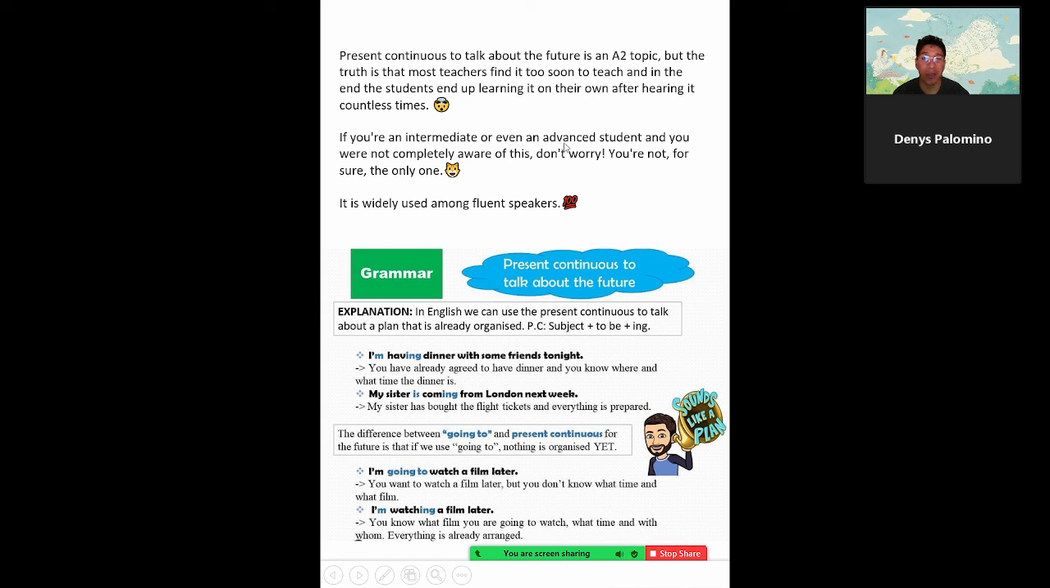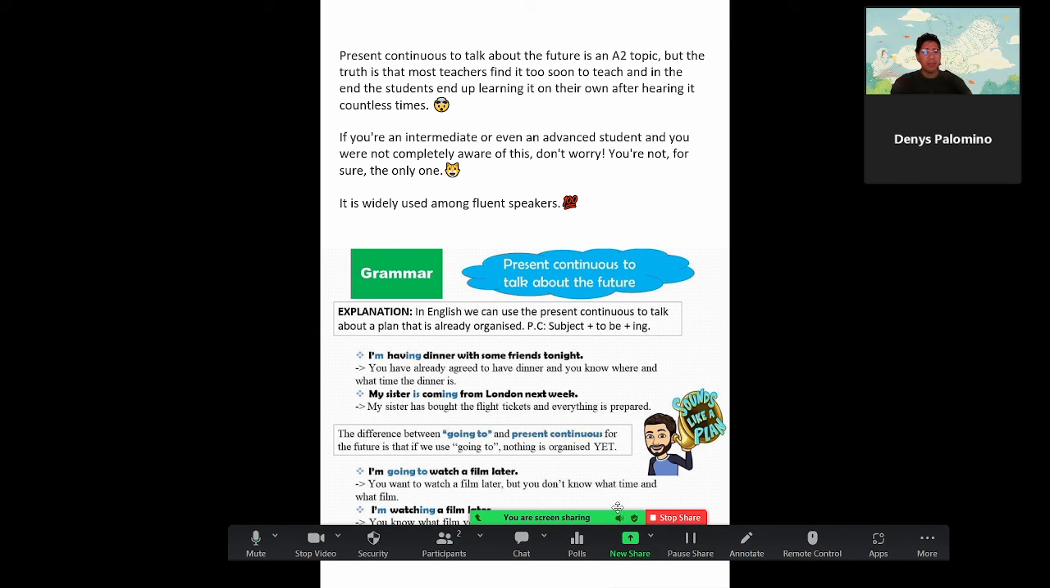If you're an intermediate or even advanced student, you were not completely aware of this. Don't worry, you are not for sure the only one. It's widely used among fluent speakers. Present continuous to talk about the future. In English, we can use it to talk about a near future. And yeah, you know this. Present continuous. Near future. How many days? One day. Today. Do you remember? Yes. Near future. Present continuous.